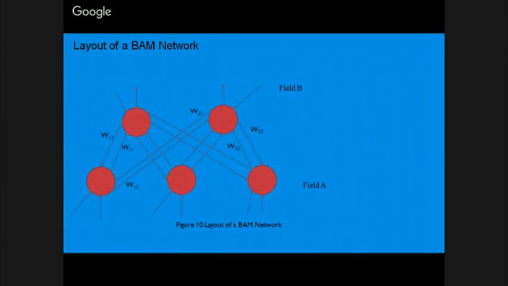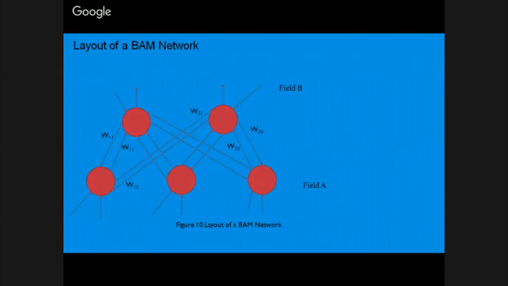So you can see in field A, the first neuron is connected to both the neurons in field B. Similarly, the second neuron in field A is connected to both the neurons in field B. Then the third neuron in field A is also connected to both the neurons in field B. And the reverse is also true. Every neuron in field B is connected to every neuron in field A. So if you look at the first neuron in field B, it is connected to all the three neurons in field A. Similarly, the second neuron in field B is connected to all the neurons in field A.